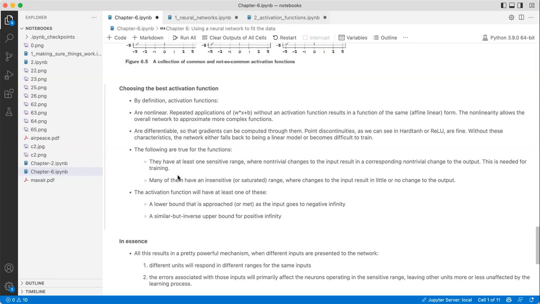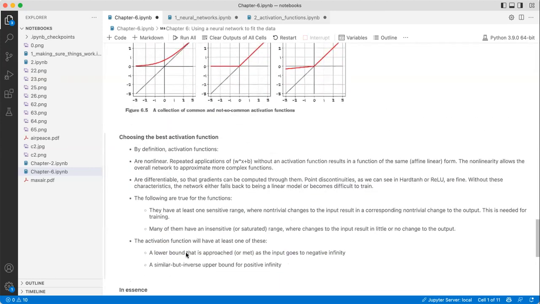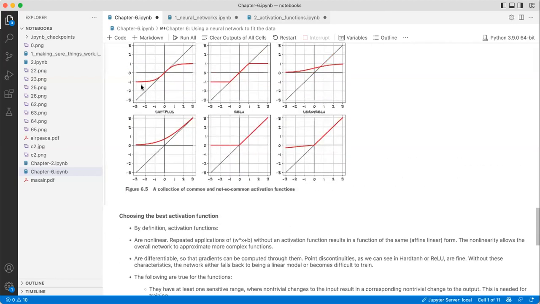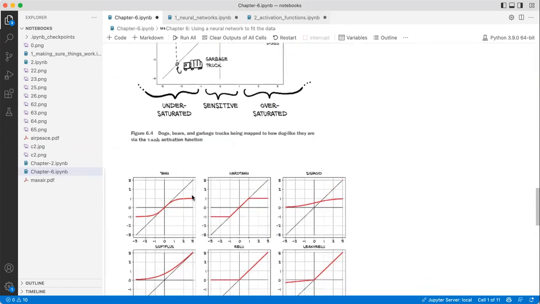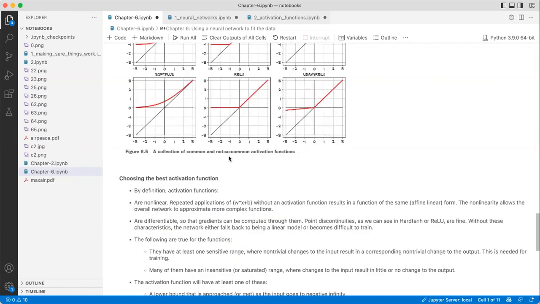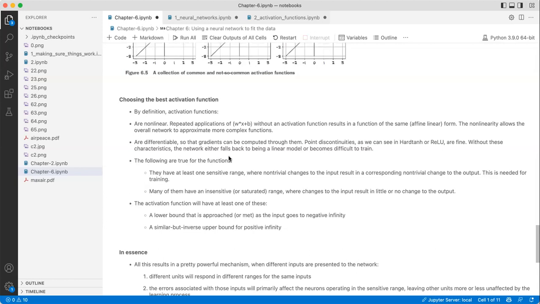All activation functions have this. Activation functions will have at least one of these: the lower bound that is approached or met as the input goes to negative infinity. So this is the lower bound. If we don't have this bound, it may continue going down, down, down. The upper bound is similar but inverse, and that is the upper bound here. If we do not restrict it, we continue going up. Does anybody want to add anything here about the characteristics of activation functions?